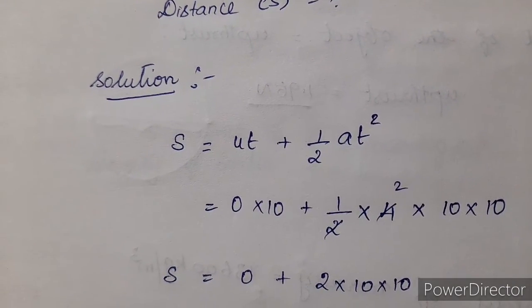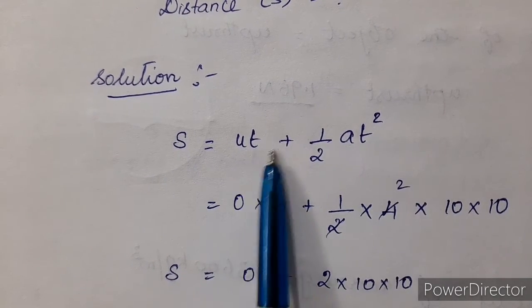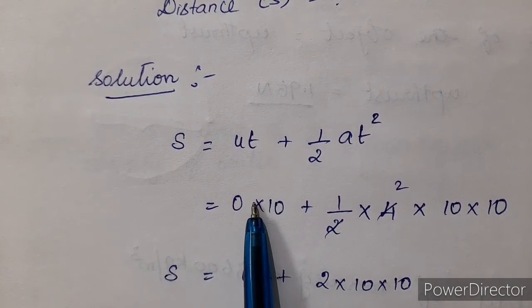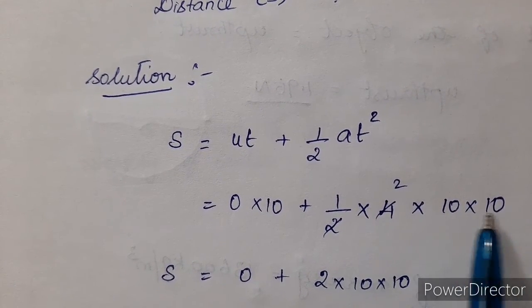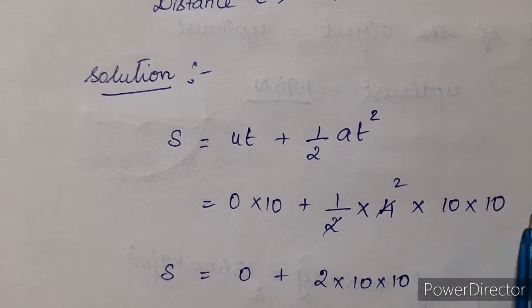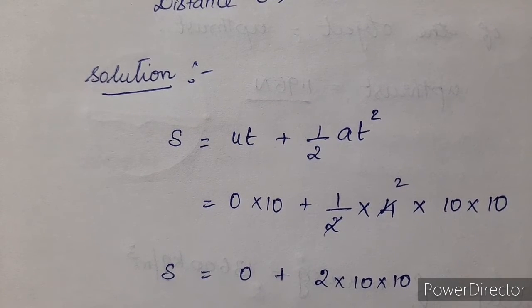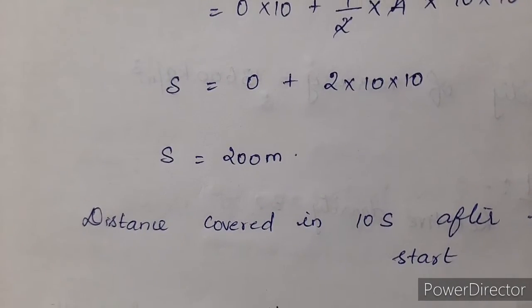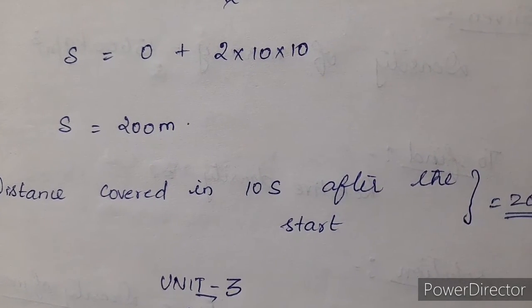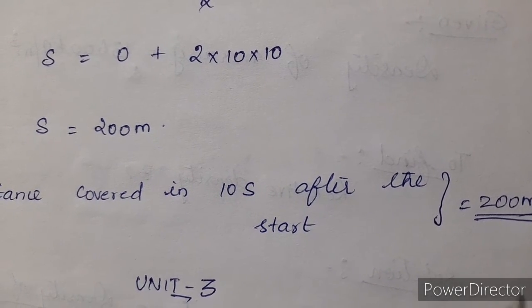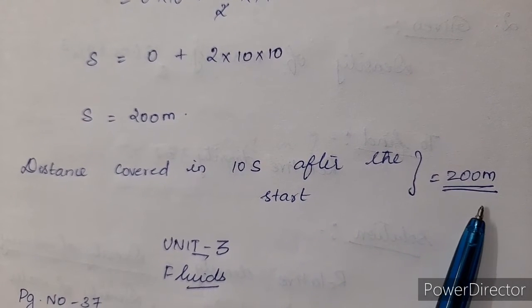Right, now what is the solution? We are going to use the second equation of motion. S is equal to ut plus half at square. Since the initial velocity is 0, this term will become 0, isn't it? So plus half into acceleration 4, the time is 10, so it should be multiplied twice, 10 into 10. Now when you multiply this, you will get distance is equal to 200 meters. So the distance covered in 10 seconds after the start is 200 meters.